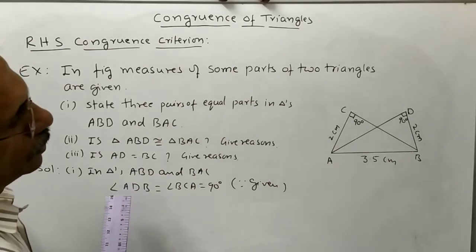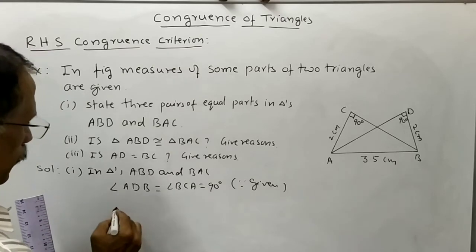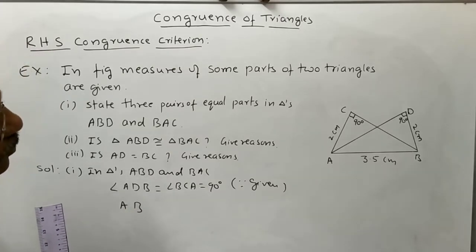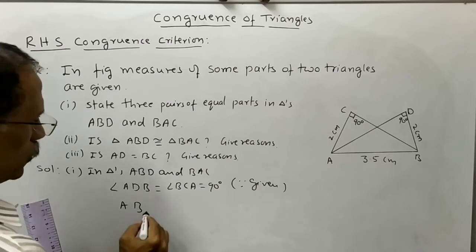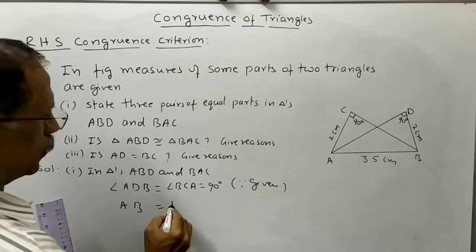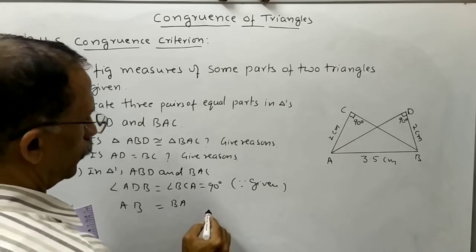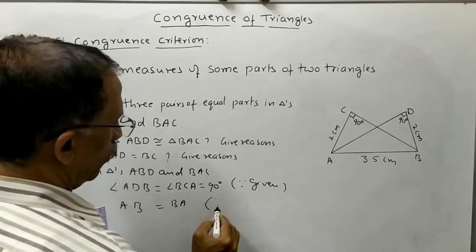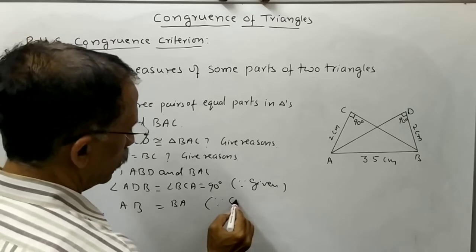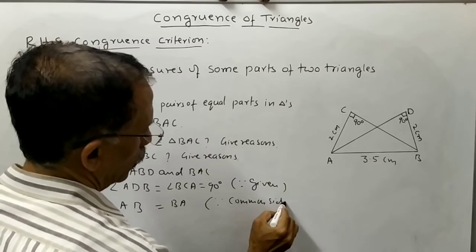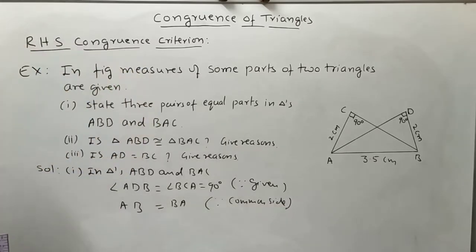AB. What is AB? AB is the hypotenuse, is equal to BA. What reason are we supposed to write? Common side.